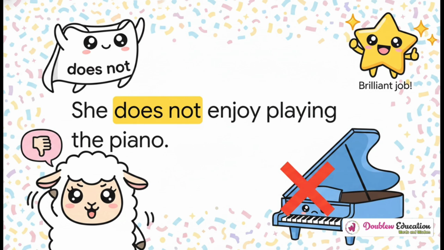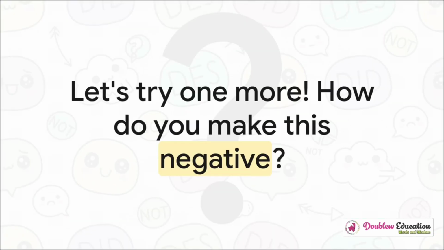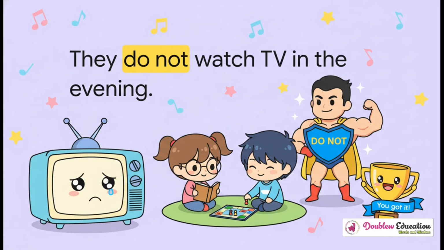Fantastic job! You are on a roll. Let's do one more. The sentence is, they watch TV in the evening. Okay, this time the subject is they. What does that tell us? Which helping verb are we going to use here? Yes, that's exactly right. For they, we use do not. So the sentence becomes, they do not watch TV in the evening. See? You're becoming an expert at this.